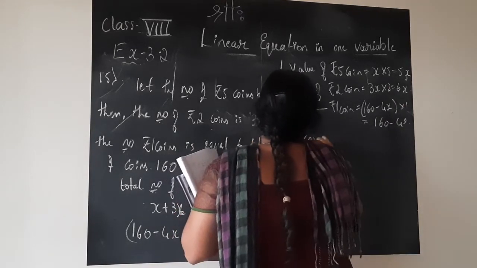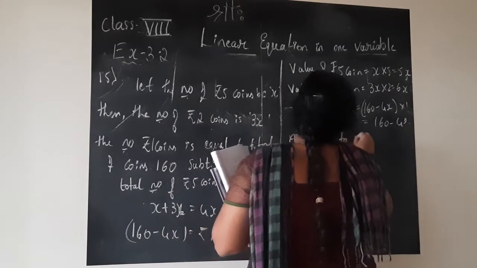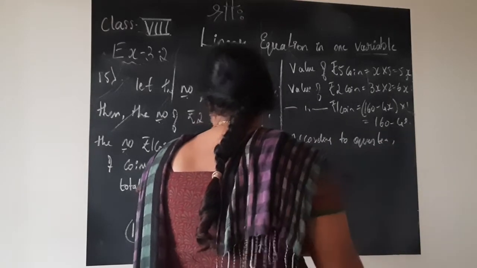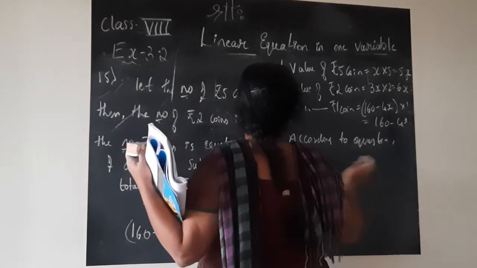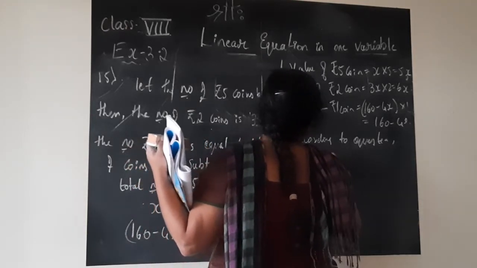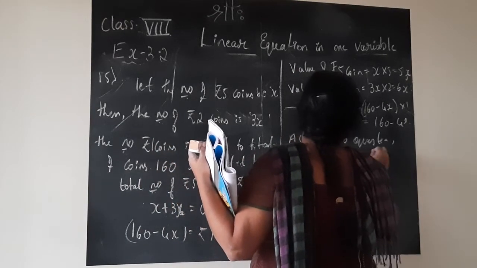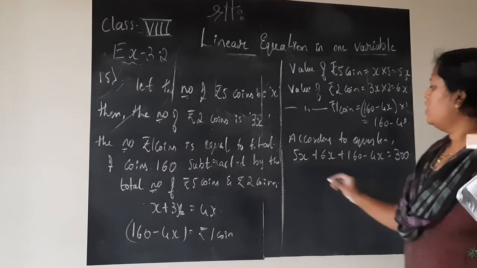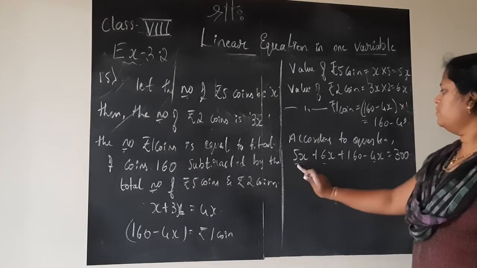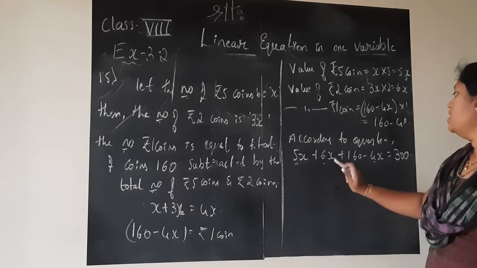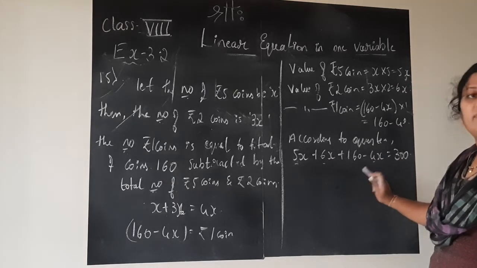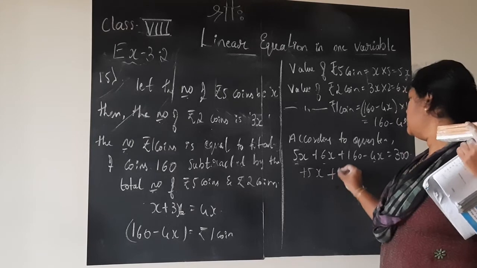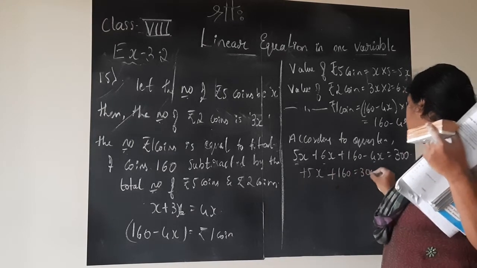So according to the question, the sum of all these three should be 300 rupees. When we add all of these, that is 5x plus 6x plus 160 minus 4x, we should totally get 300 rupees. Now group the terms with x: 5x plus 6x is 11x, plus 11x minus 4x is there. 11 minus 4 is 7x, plus 160, which is equal to 300 rupees.